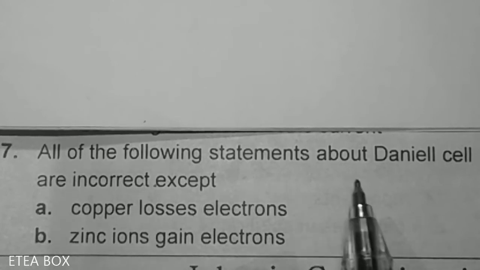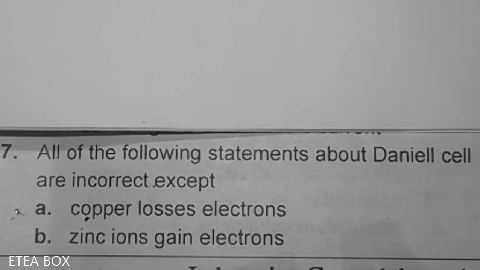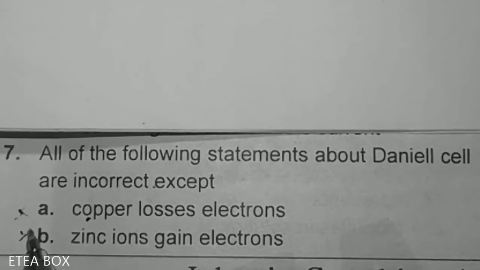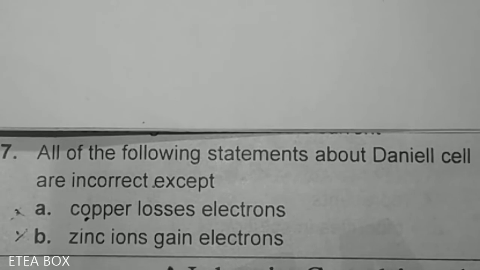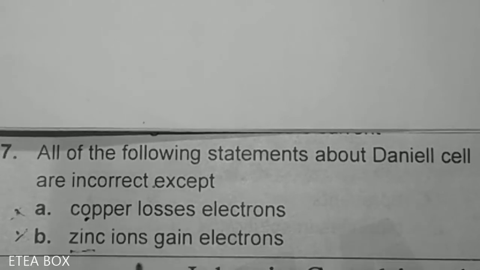7. All of the following statements about Daniell cell are incorrect except, so here in the options we have to find the correct statement, okay? Look at here, A. Copper loses electron. This one is incorrect because at copper the reduction occurs and in case of reduction the copper gains electron, not loses. So this one is incorrect. Look at the next one. Zinc ion gains electron. This one is also incorrect because in Daniell cell what happens? The zinc loses electron. Oxidation occurs at anode and anode in Daniell cell is zinc, okay? So in Daniell cell the zinc loses electron, so this one is also incorrect.